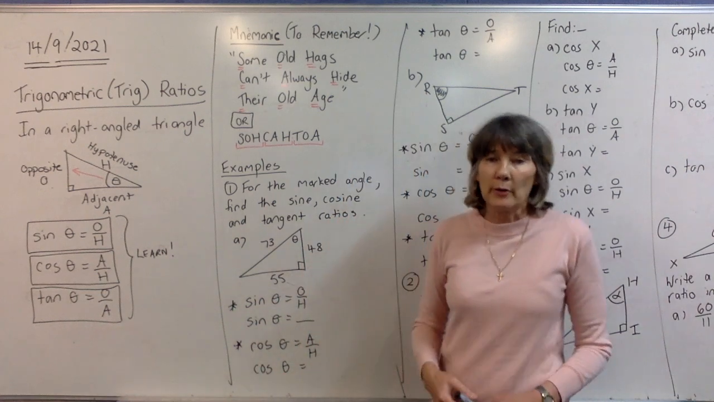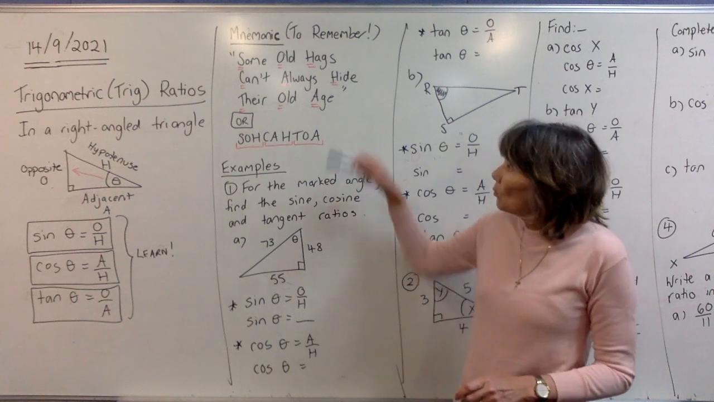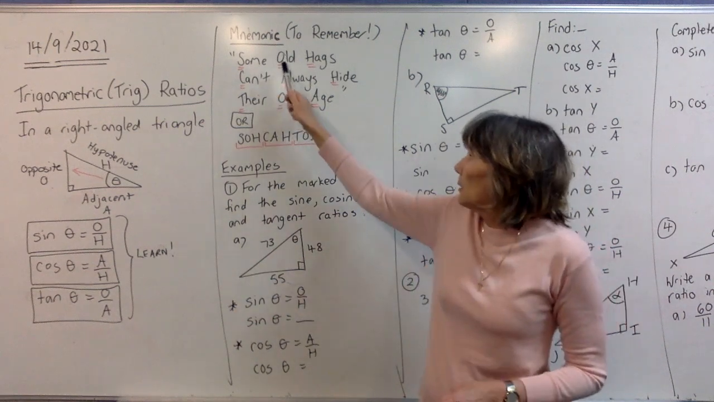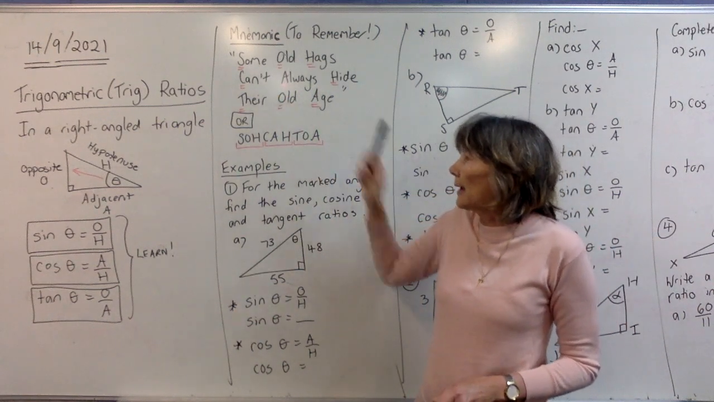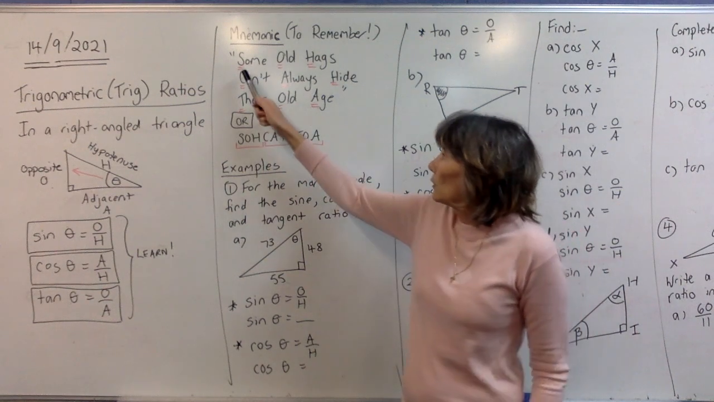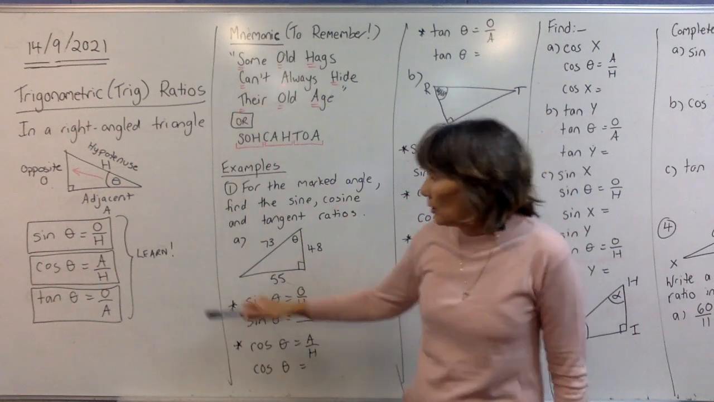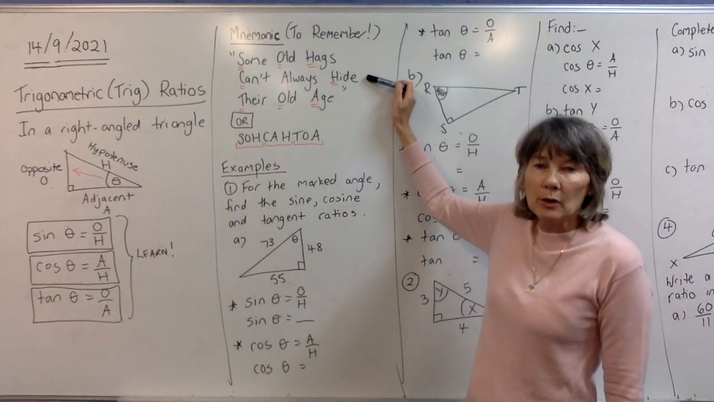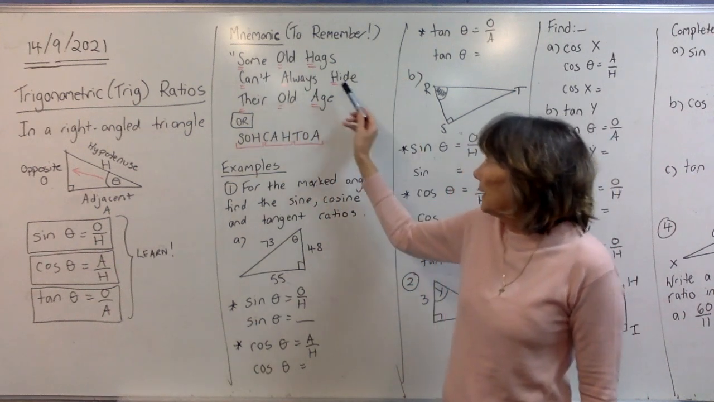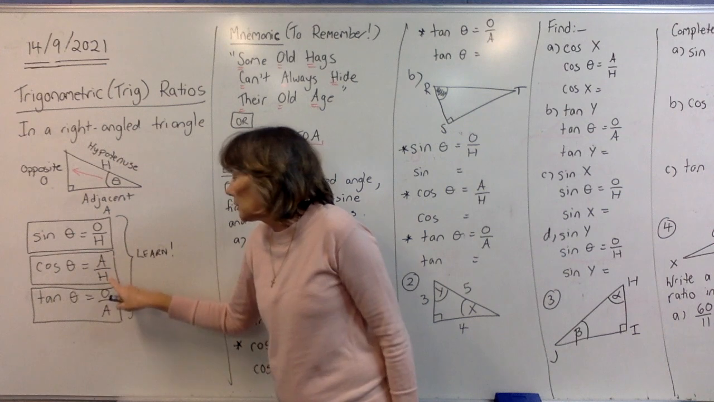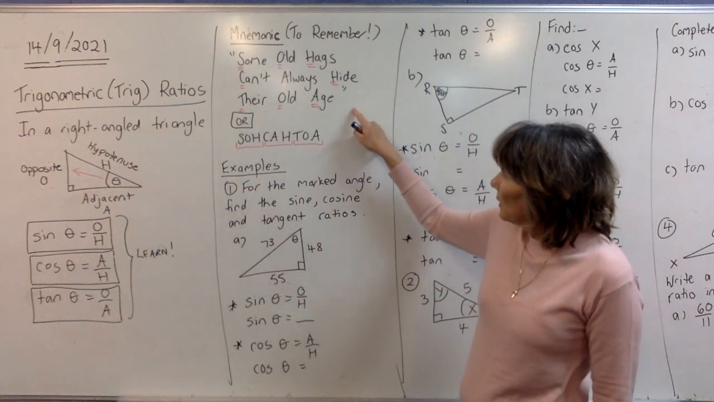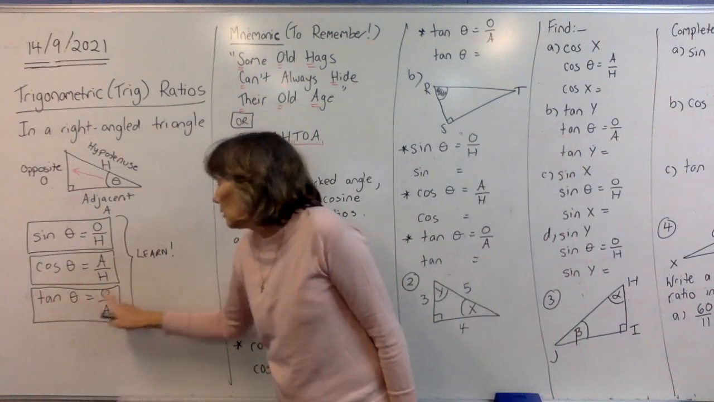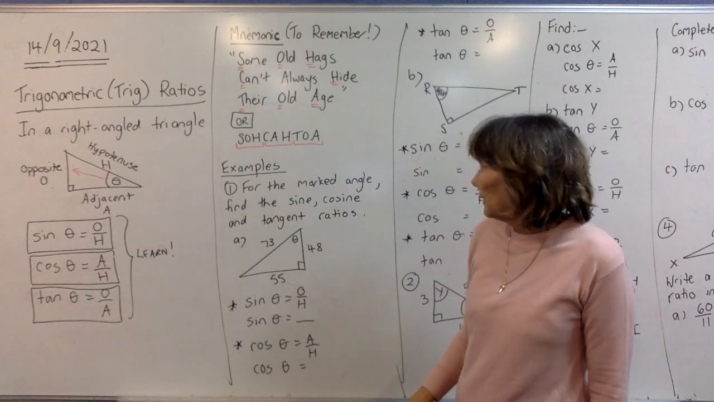Alright, a mnemonic is a way of remembering something. So this is a way of learning a rhyme to help you remember these three trig ratios. So some old hags can't always hide their old age. The first one, if you look at the first letters, S-O-H. That's sine is opposite over hypotenuse. The next one, can't always hide. C-A-H. Cos adjacent hypotenuse. And the last one, their old age, T-O-A. Tan opposite over adjacent. Okay?